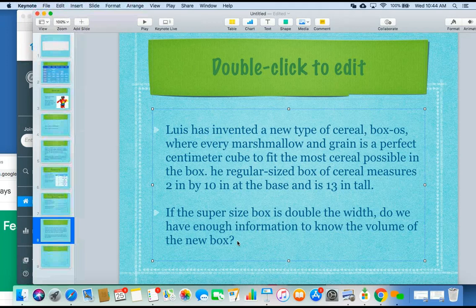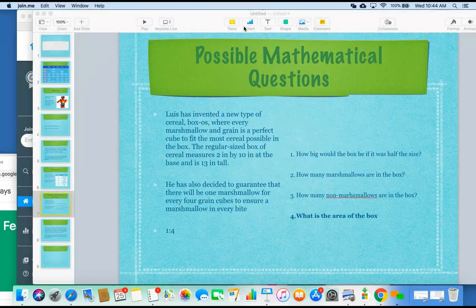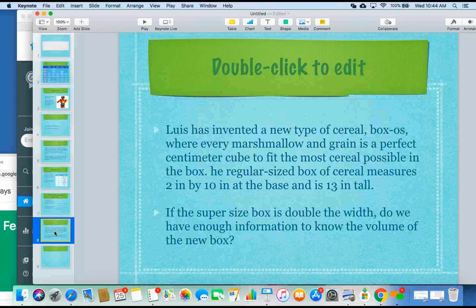Just because it says it's double the width, we don't know if the supersized box is taller. Think about when you've been in the grocery store aisle with your parents looking at cereal. A lot of times the supersized box is also taller, and we don't know that here. In our problem before, how big would the box be if it was half the size? We could infer that half meant for the whole thing. But here, we don't necessarily know the height. So I'm really proud of Martin for knowing that we might be missing some information.